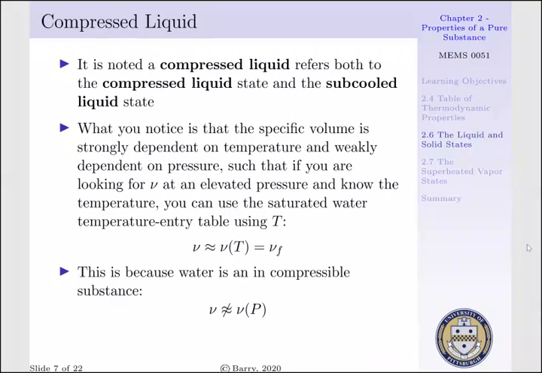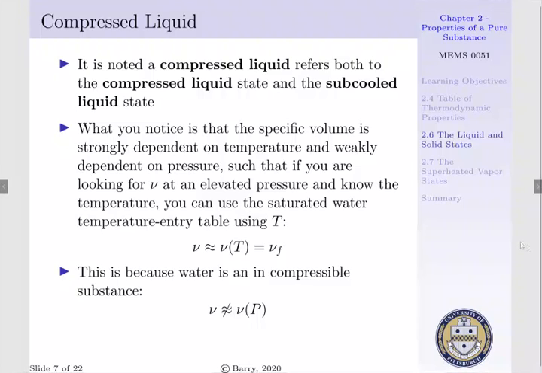If our substance is existing as a compressed or subcooled liquid, we are going to refer to it as a compressed liquid. We notice that our specific volume is going to be strongly dependent upon temperature and very weakly dependent on pressure, such that if we are looking at our specific volume at an elevated pressure and we know the temperature, we can use our saturated water temperature entry table. That is, our specific volume is going to be a function of temperature, and we can take our saturated liquid specific volume evaluated at that temperature. This is because water is an incompressible substance. Regardless of how much we increase our pressure, we are going to see a marginal decrease in our saturated liquid specific volume. That is, we can say our specific volume is not strongly a function of pressure.